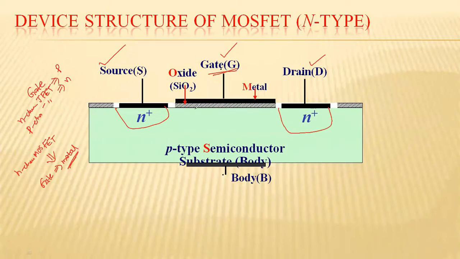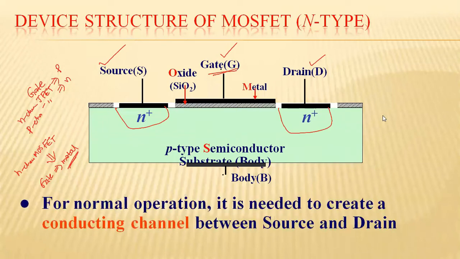And next, the region between this source and drain, below this oxide layer, is used as a channel. It is used as a channel. Okay, let us see how this channel will be induced in this particular enhancement mode MOSFET.